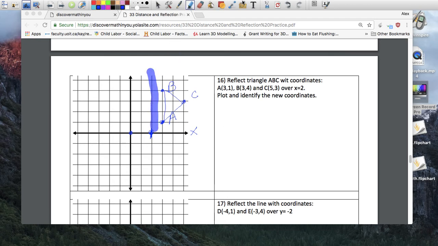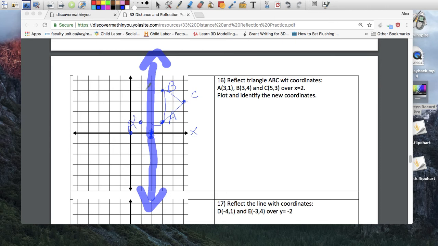So if x equals 2, I can make that as straight as I can. So that's x equals 2. That's our mirror. So every point is going to be on the other side of this blue line, equally distant. So point A is 1 unit away, so it's going to be here, A prime.